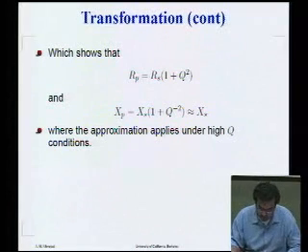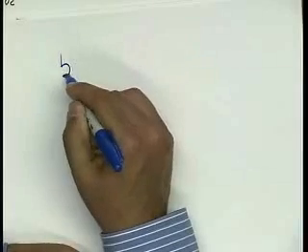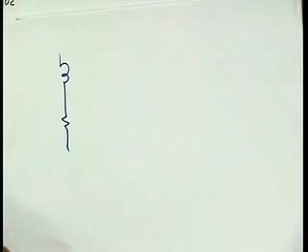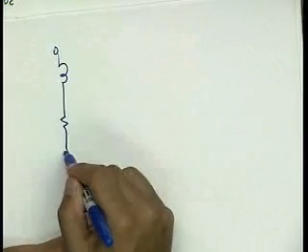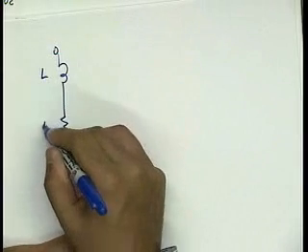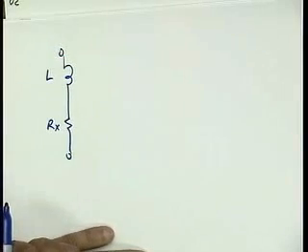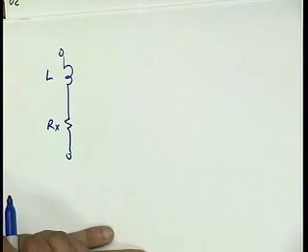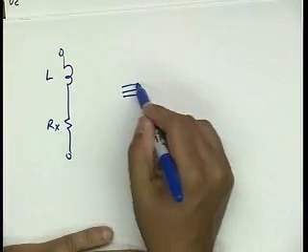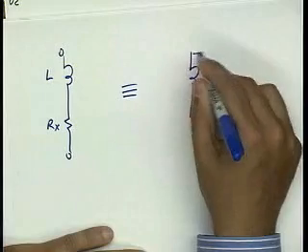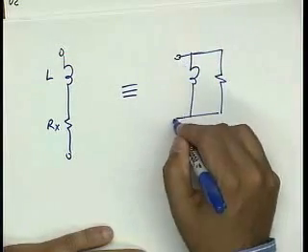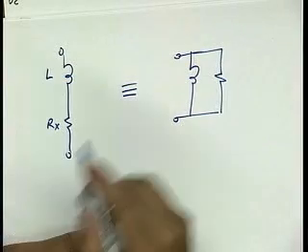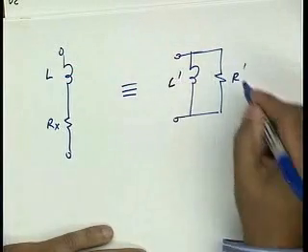Okay, so let's do an example of this transformation. Let's say that the manufacturer gives you a model for their inductor that looks like this. And what you'd like to do is use it in a parallel RLC circuit. So what you really would like is to have an equivalent circuit that looks like this. Okay, so this is going to be L prime and this is going to be R prime.